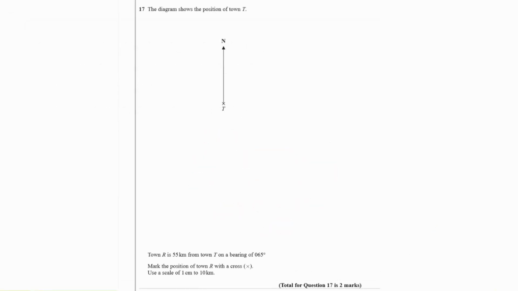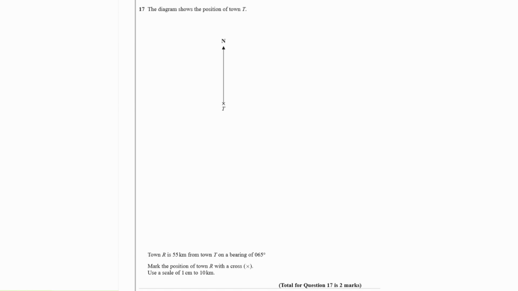Question 17. The diagram shows the position of town T. Town R is 55 kilometers from town T on a bearing of 65 degrees. Mark the position of town R with a cross. Use a scale of 1 centimeter to 10 kilometers.